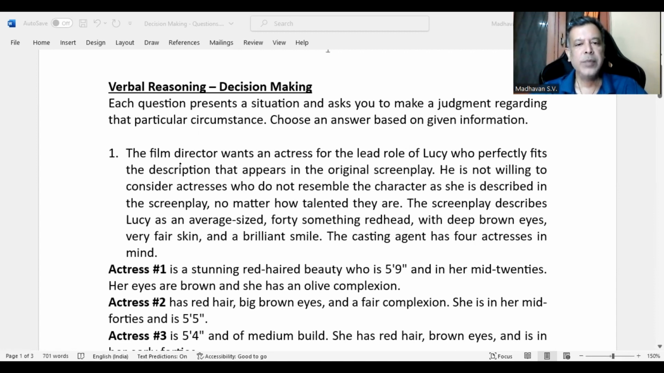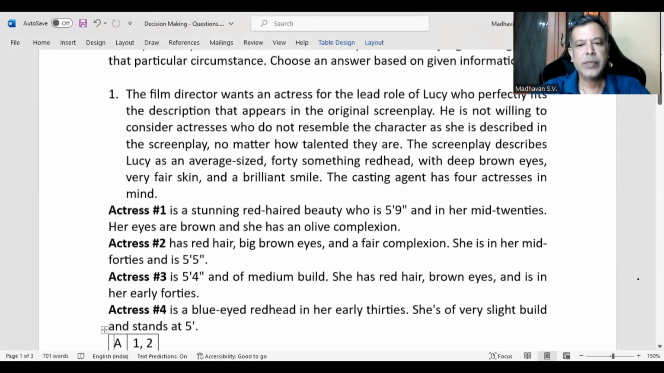First one, the film director wants an actress for the lead role of Lucy who perfectly fits the description that appears in the original screenplay. He is not willing to consider actresses who do not resemble the character as she is described in the screenplay, no matter how talented they are. The screenplay describes Lucy as an average sized 40 something, red headed, with deep brown eyes, with fair skin, and a brilliant smile. The casting agent has 4 actresses in mind.